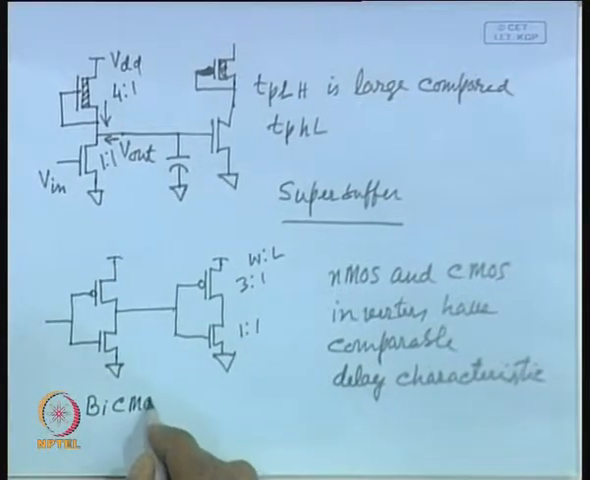BiCMOS. As you know, bipolar transistors have very large current drive capability, but they suffer from lower input impedance. On the other hand, CMOS has higher input impedance, because input is applied to a gate, and because of the presence of silicon dioxide, that input impedance is high. How to get the best of both worlds? The high input impedance of MOS and the larger driving capability of bipolar devices. That is what is being achieved with the help of BiCMOS inverters.